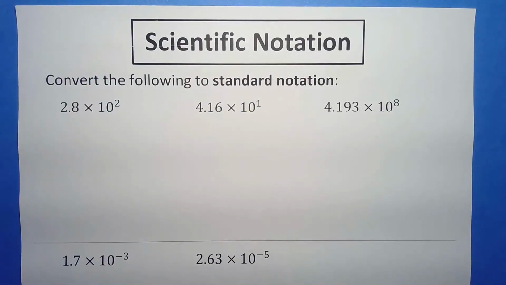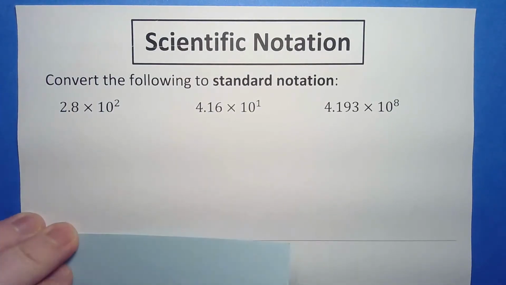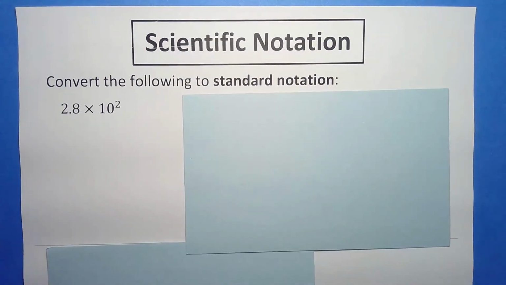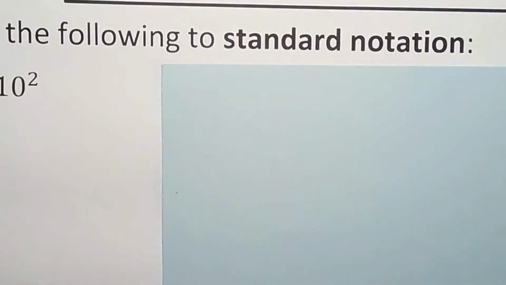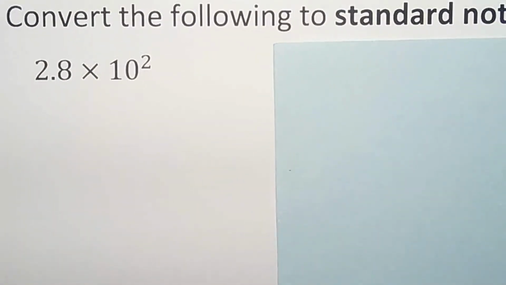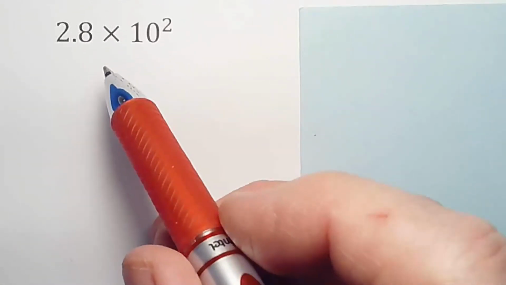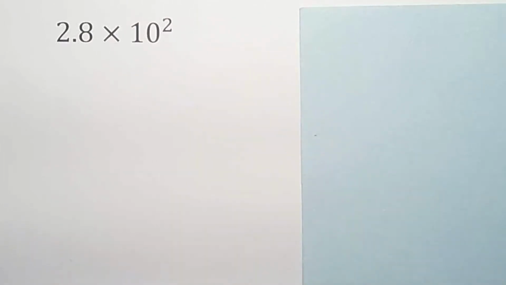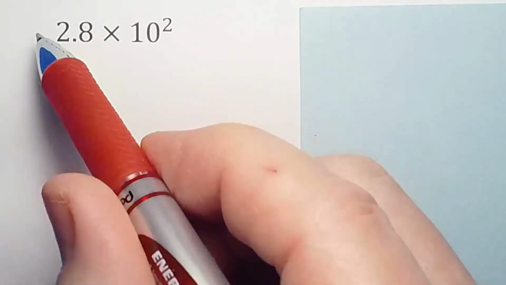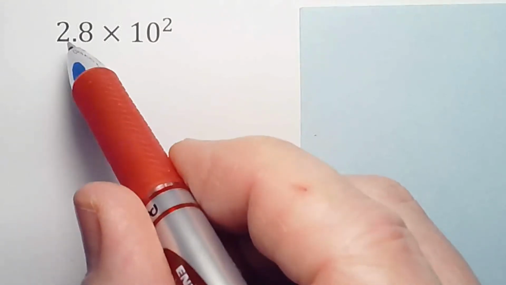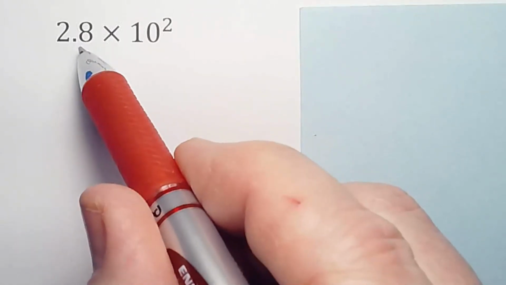First things first, let's check out these problems right here. Now, we're going to start with this problem on the left. Let's zoom in a little bit and we'll get started. Well, the first thing we've got to remember is this is in scientific notation. So with scientific notation, we've got a factor in front with some sort of decimal. Notice there's only one digit to the left of the decimal.